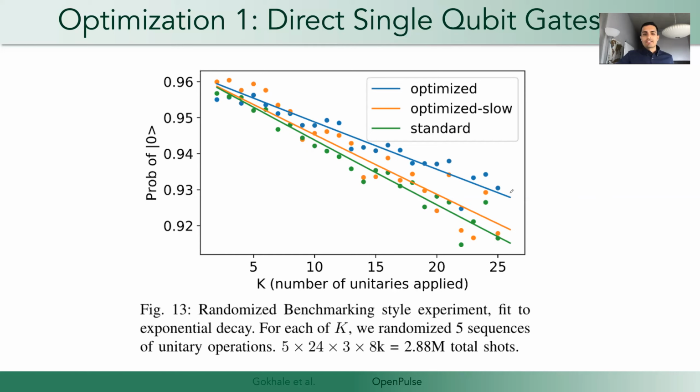You also see that we ran this orange experiment called optimized slow, where we took the optimized approach, which is twice as fast, and we artificially added delays to make it the same duration as the standard approach. And you see that seems to account for a big fraction of the improvement. And that suggests that a lot of the reason that our optimized approach does better is that it's simply faster. It doesn't have two humps, it only has one hump.